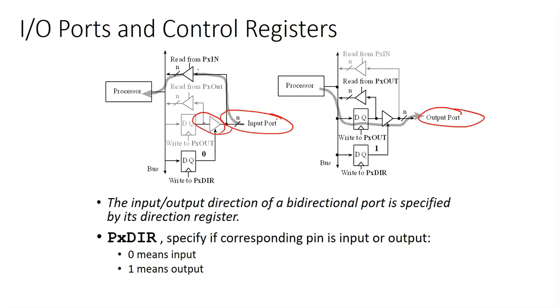Two tri-state devices or buffers: when DIR is set to 0, this tri-state buffer on the top is enabled and the processor can read what's on the pin, versus when the DIR signal is set to 1, this tri-state buffer is activated and whatever's in the register out is allowed to be connected to that output pin.